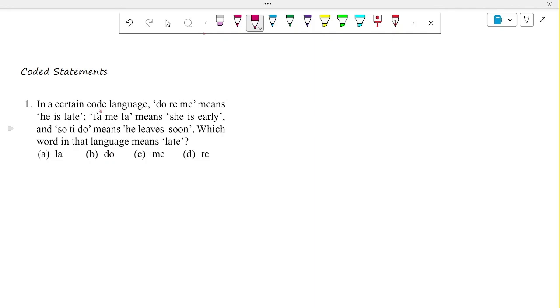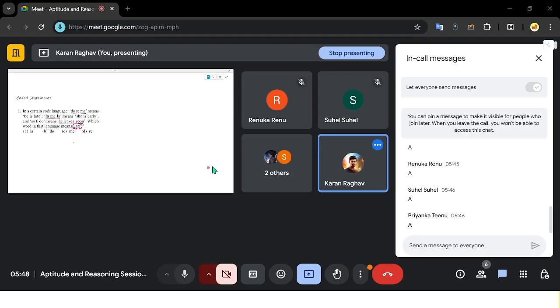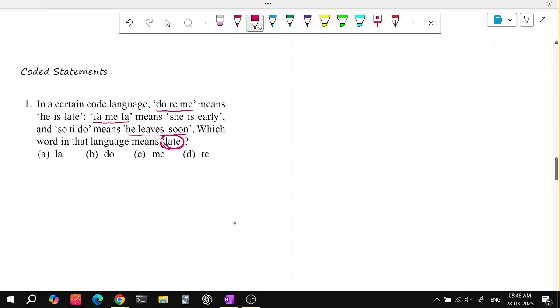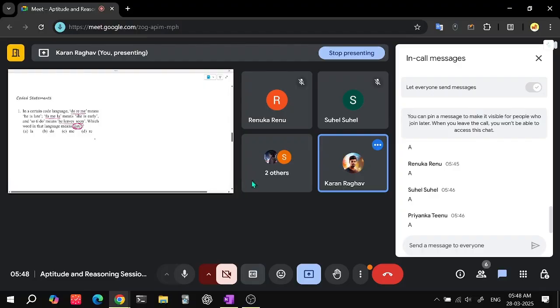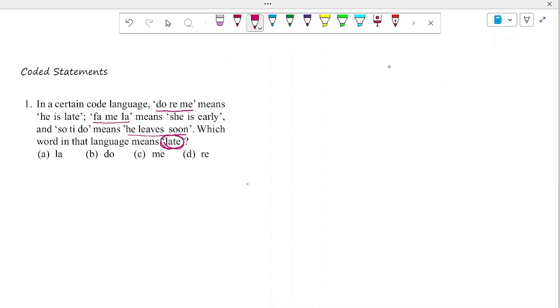I'll just read the question. In a certain code language, do re mi means he is late. Okay. Fa mi la means she is early. Ti do means he leaves soon. Which word in this language means late? You need to find out what the code word for late is. 46. Okay, you say option C. Fine. We'll check once.